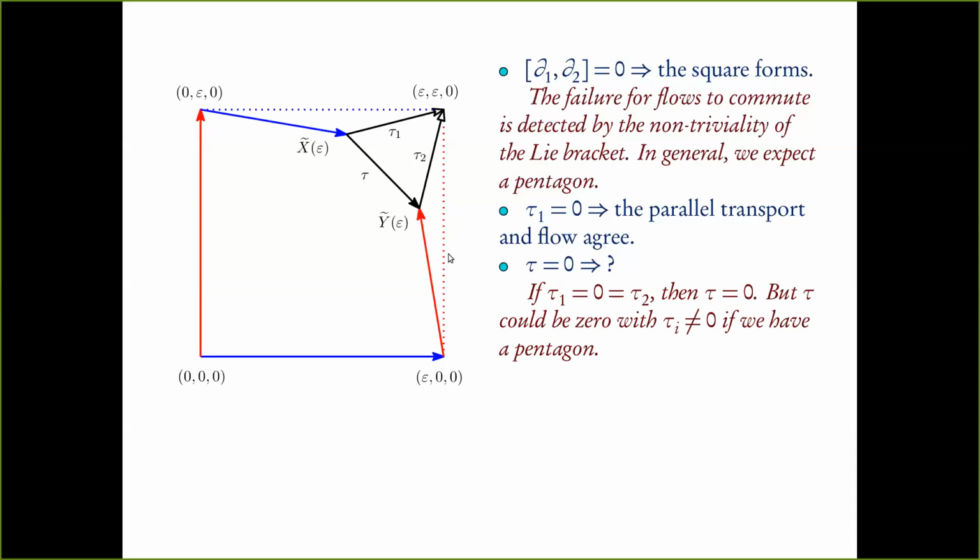And we'll see a picture with the pentagon. So it could be that tau 1 is 0, tau 2 is 0, but the square is not a square, it's a pentagon, that the Lie brackets don't commute. So you could still have things like that, right? Anyway, are there any comments on this picture? I want to make some remarks regarding the expansion, and then I'm going to go to the main picture.